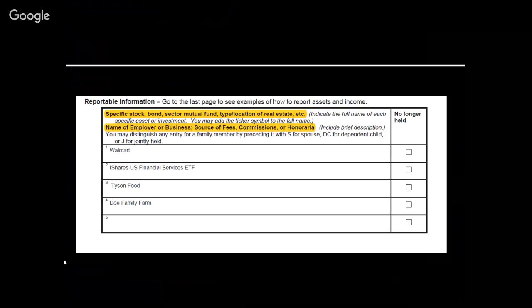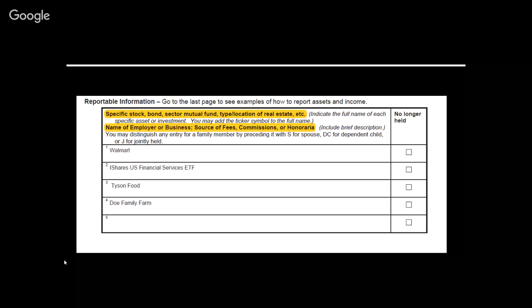So let's take a look at how this might appear on a form. Here we have a sample of part 1 for our food safety inspector. And our filer has indicated that there are 4 holdings, 4 entries on the form. And again, what we want to do is use the same framework, the yes, no, maybe framework. And considering the duties of this position, someone who's involved in the regulation of food safety, we can look at this first entry, Walmart. And we know that Walmart is a vendor of groceries and foodstuffs.